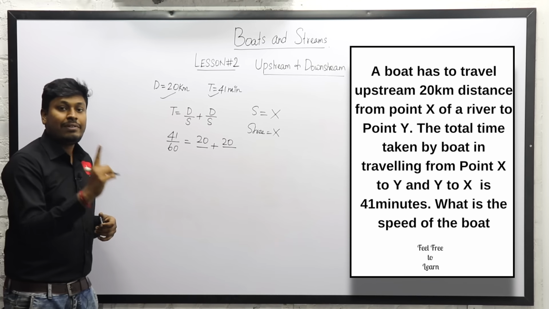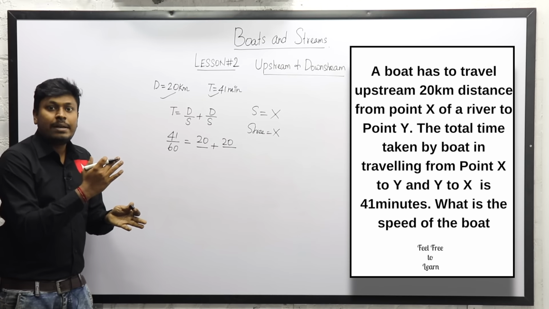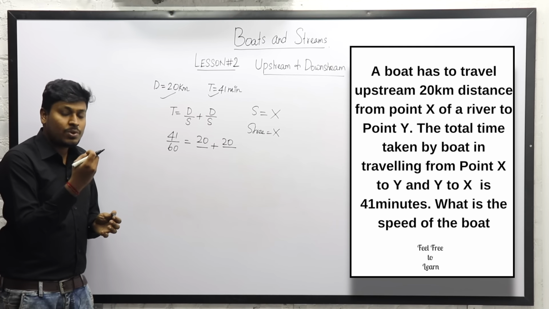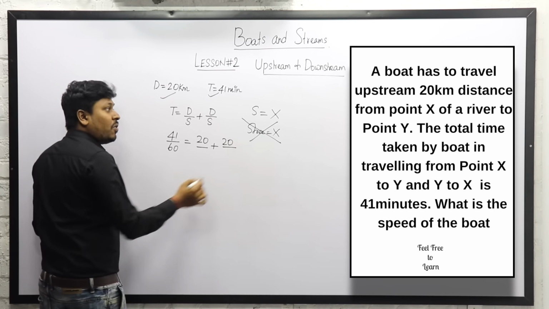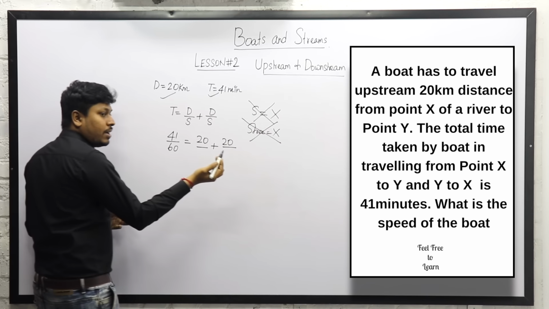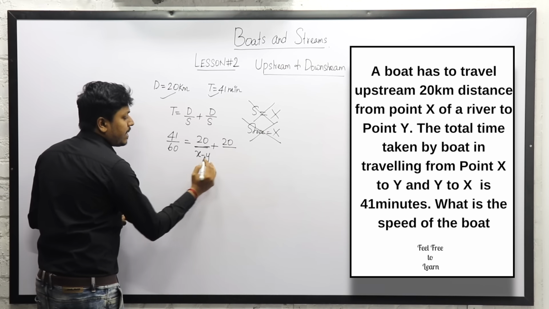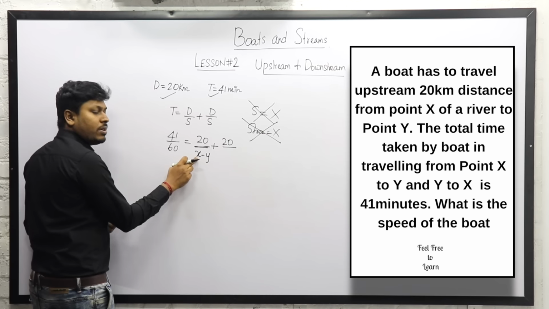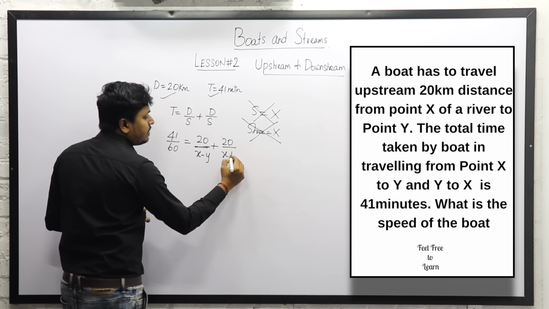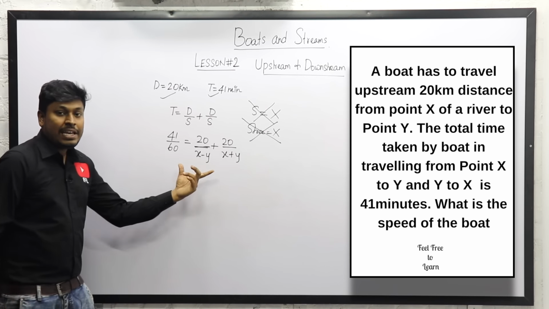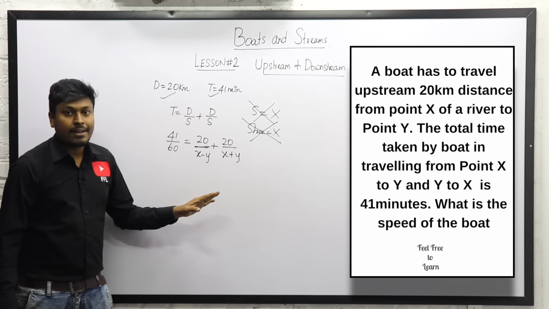At least they should give any one value, or otherwise they should say whether the stream will be 4 times higher or 3 times higher. At least they should give that point. They have not given the speed of the stream, and also they have not given the speed of the boat. By knowing the two unknown values, let me assume the speed of the boat is x and the speed of the stream is y, so upstream is x minus y, then downstream will be x plus y. In an equation only one value is unknown, we can find the answer.